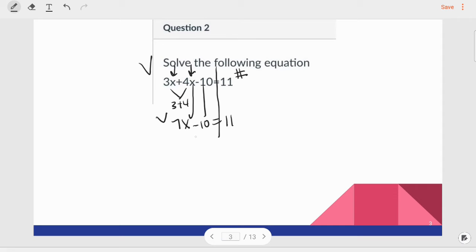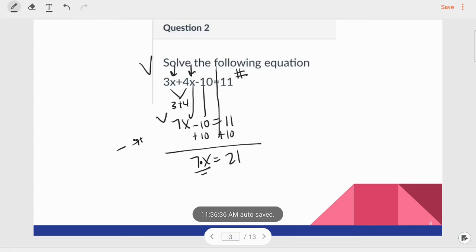Because this is my variable side, I need to get rid of the minus 10. The opposite of subtraction is addition. So add 10 to both sides, and I'm left with 7x equals 21. Again, this is multiplication, so I'm going to undo it with division. X is equal to 3.